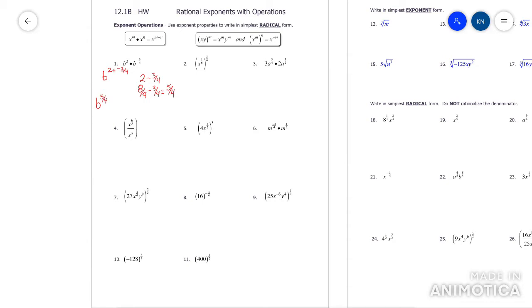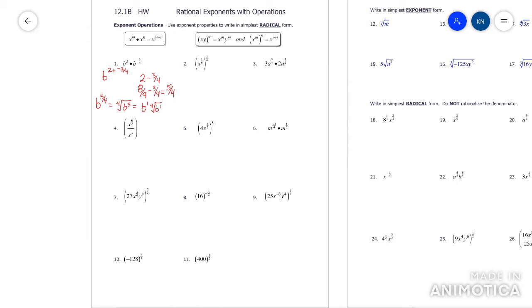Now, if they want it as a root, this root would be the 4th root of b to the 5, which you could even simplify further by taking a b out and having 1 left over, like that. I hope that made sense. Combine those numbers, get to 5/4, write it as a root.